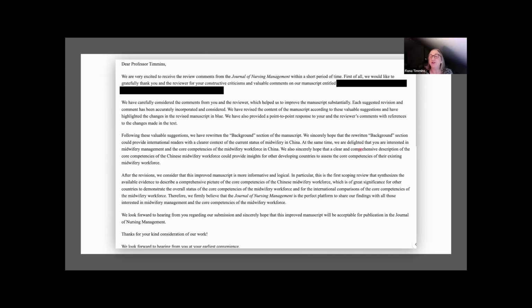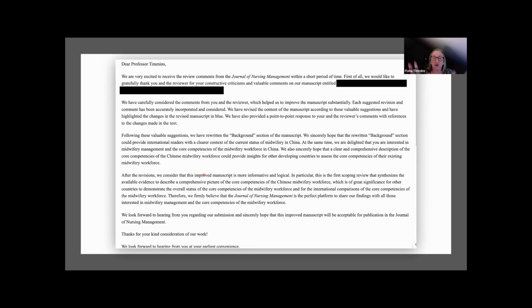And we hope that a clear and comprehensive description of core competencies in the Chinese midwifery workforce could provide insights for other developing countries to assess their core competencies. So this is just, with their permission, I've included this. But I thought it was interesting that this is a random paper, with someone I don't know, who's gone to a random reviewer who is effectively saying the very same thing. And it's fairly applicable to most papers we receive.